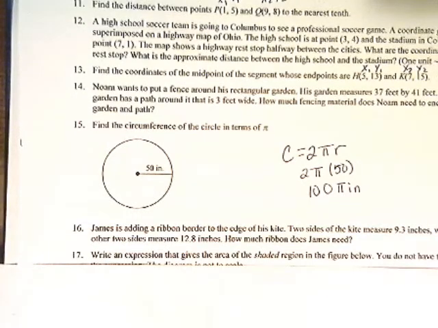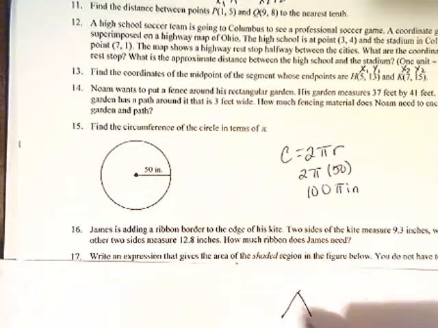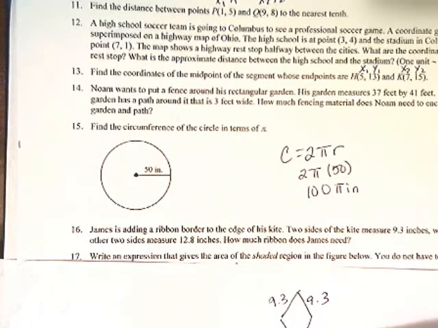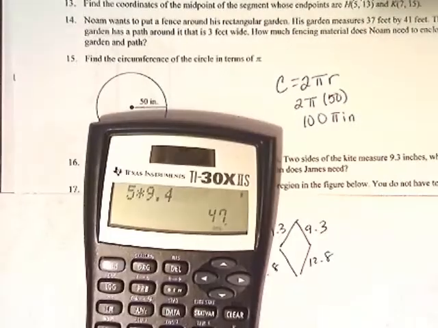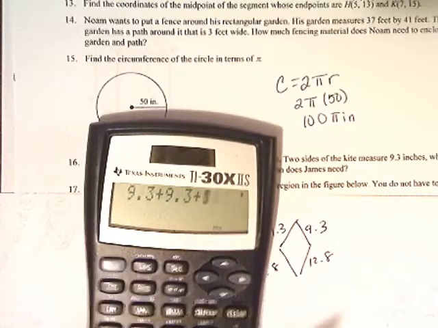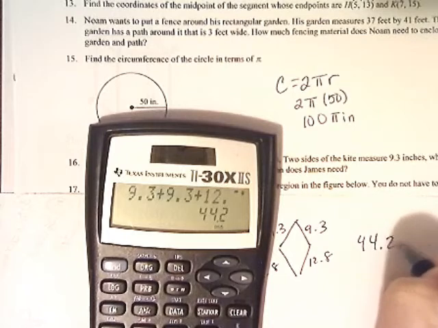16 says James is adding a ribbon border to the edge of his kite. Two sides of the kite are 9.3, while the other two are 12.8. How much ribbon does he need? So basically, you're finding the perimeter. So we're going to add those up. 9.3 plus 9.3 plus 12.8 plus 12.8. And I got 44.2 inches.